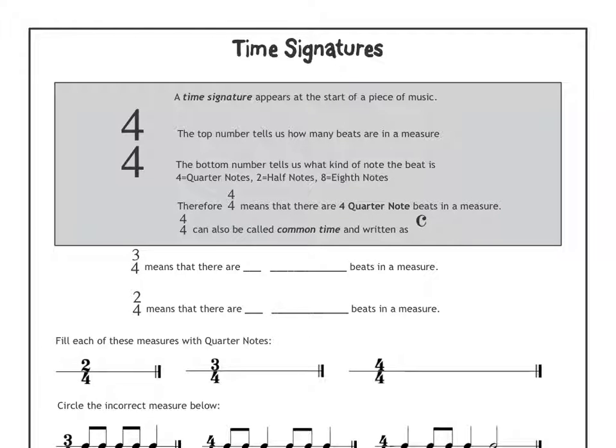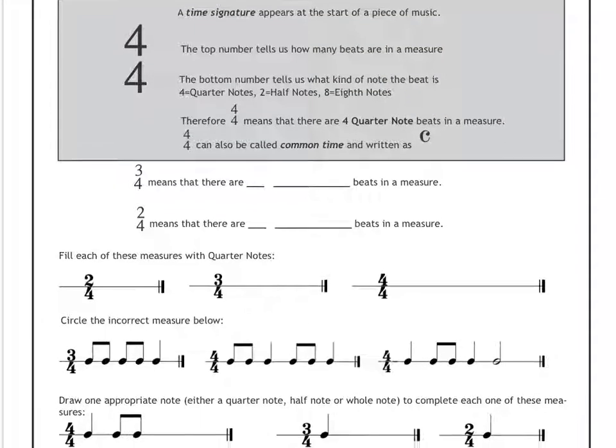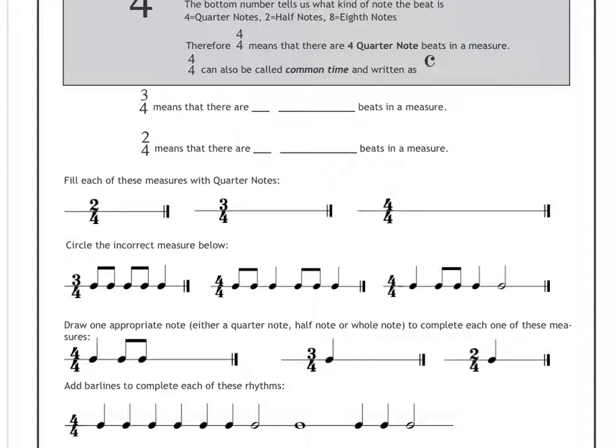4/4 time, as I said before, is the most common. Whenever you hear a pulse like this, 1, 2, 3, 4, or even at a faster speed, it doesn't really make a big difference. There's so much pop music and rock music that's written in 4/4 time, in 4-beat groupings. So moving on, we'll do a few of these together, and then I'll set you loose to finish the worksheet on your own.